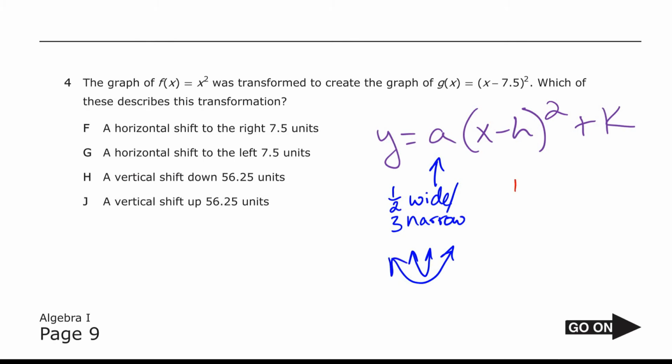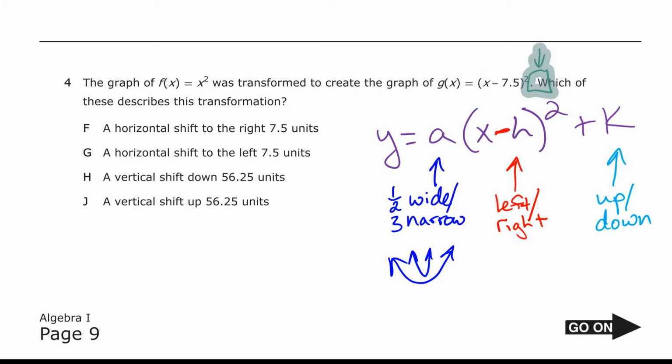We know that the number on the inside makes it go left or right. And it's the opposite of the way it looks, since the formula has a minus in it. If it looks negative, it would be positive, and vice versa. And then we know the number at the end makes it go up or down. So let's take a look at the problem we're on here. There is nothing in the front, so it is neither wider or more narrow. It has a hidden 1 there, which is normal. There's nothing at the end, so it's not shifted up or down.